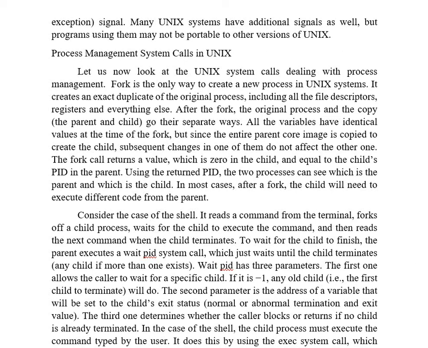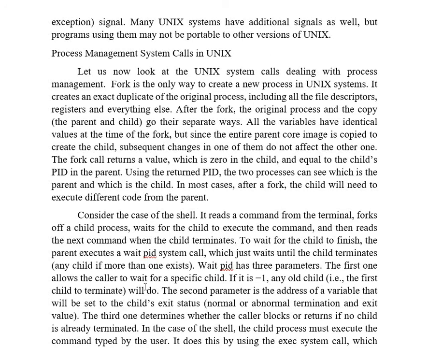So consider the case of the shell. It reads a command from the terminal, forks off a child process, waits for the child to execute the command, and then reads the next command when the child terminates. To wait for a child to finish, the parent executes a waitpid system call which just waits until the child terminates. Waitpid has three parameters.